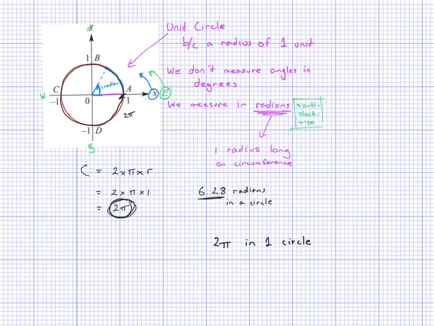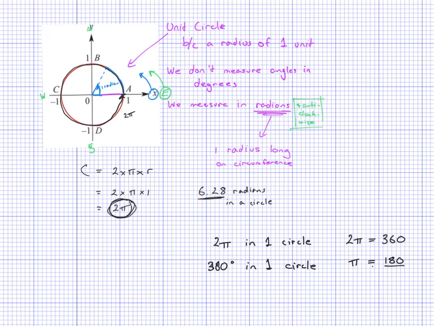We already remember that there's also 360 degrees in one circle. So that leads us to the assumption that 2 pi is the same as 360. All right? So that means that half a circle, half of 2 pi is pi, half of 360 is 180. All right, so pi radians is the same as 180 degrees.